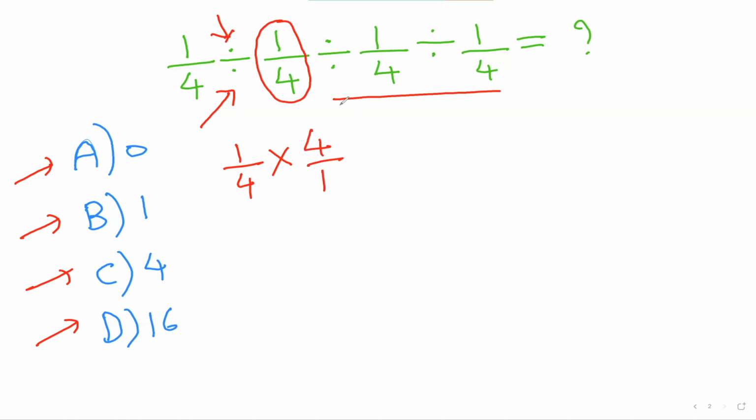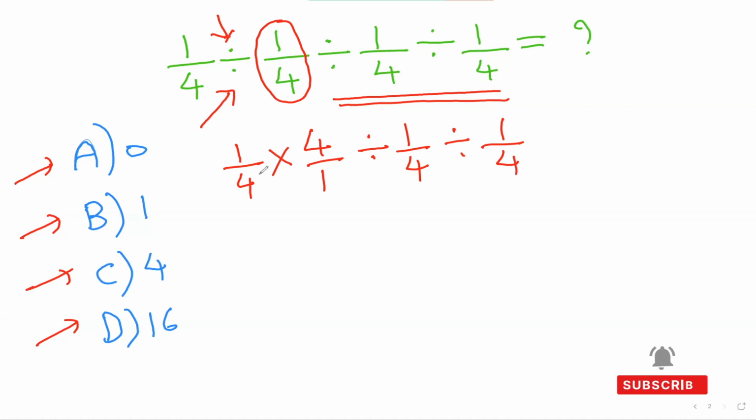As we decided, this part I'm not going to touch it. So there will remain divided by 1/4 divided by 1/4. Now 4 and 4 I can cancel out. So in the starting, I do have 1 divided by 1/4 divided by 1/4.